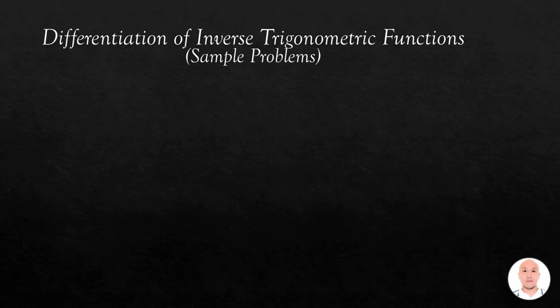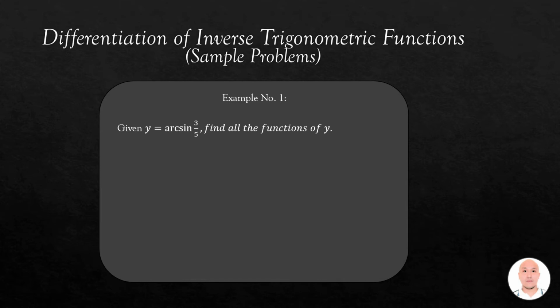Let's go now to the sample problems for the differentiation of inverse trigonometric functions. For sample number 1, given y equals arc sine 3/5, find all the functions of y. So here we have to draw the triangle. We have y equals arc sine 3/5 here. So our hypotenuse is 5, our adjacent is 4, and the opposite is 3.